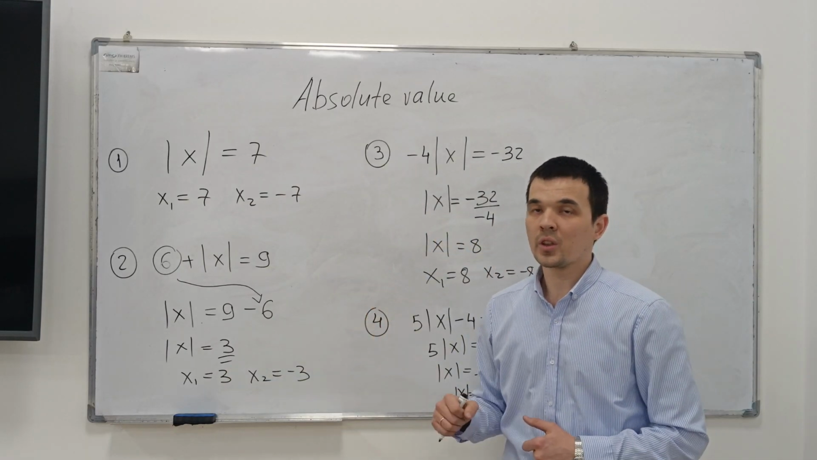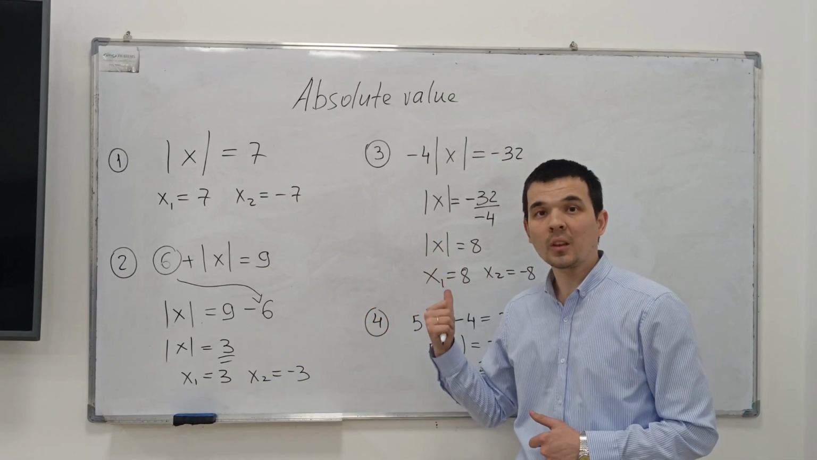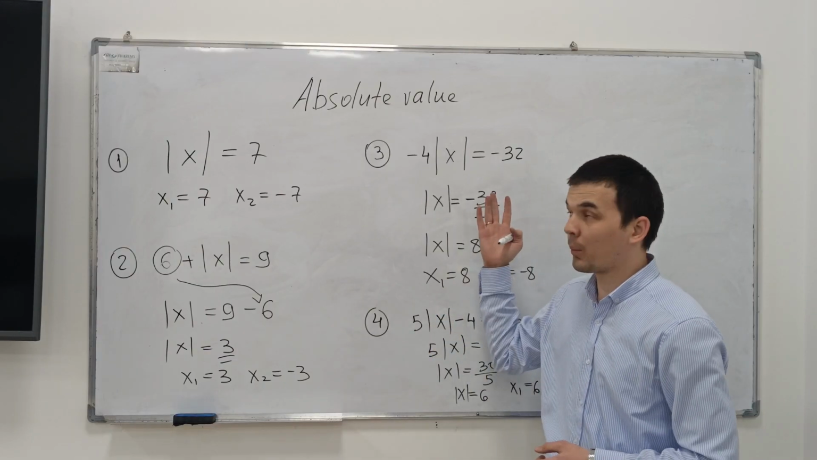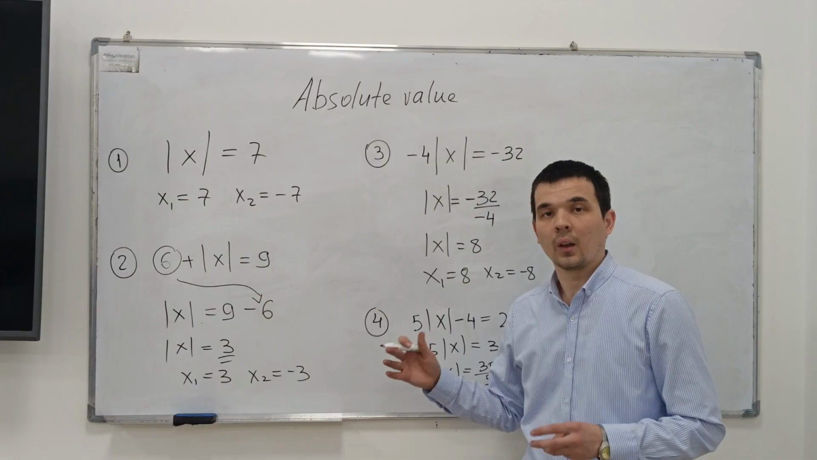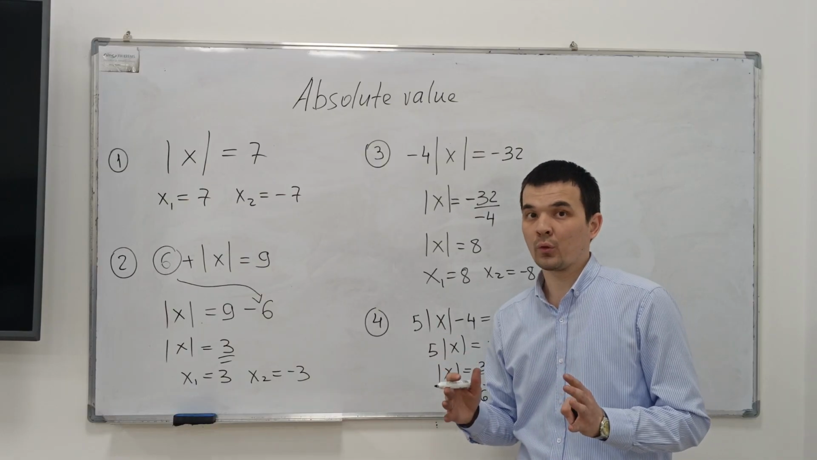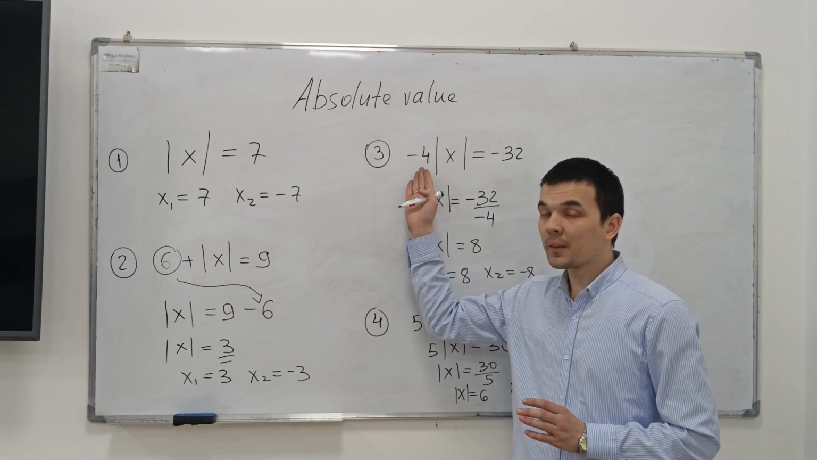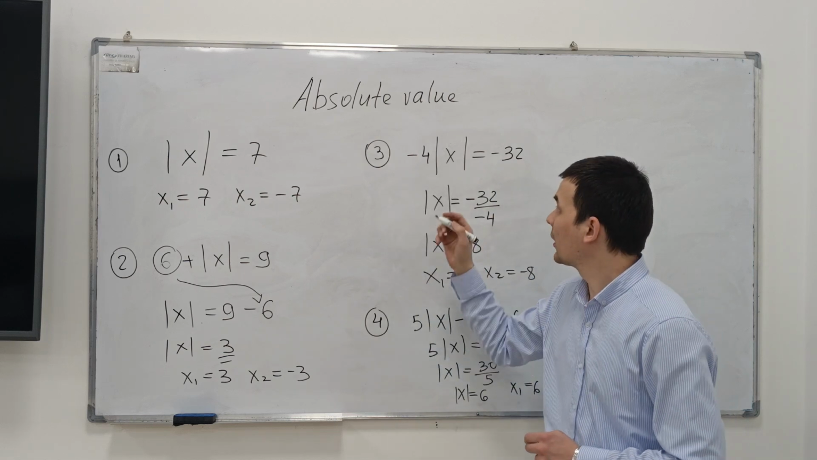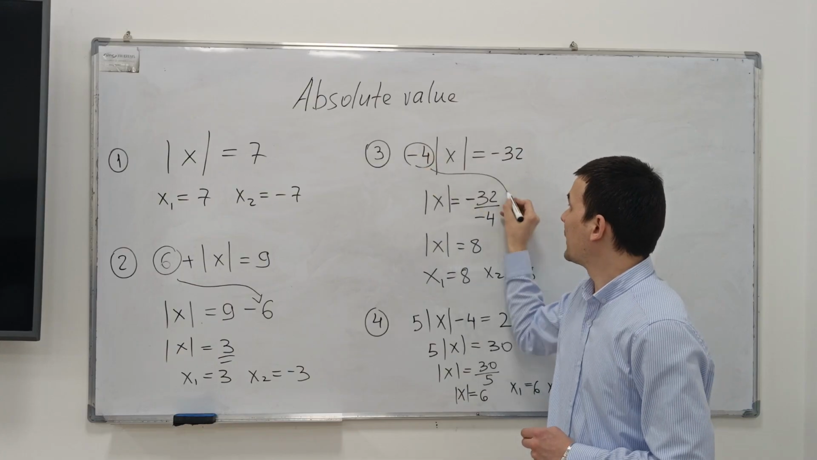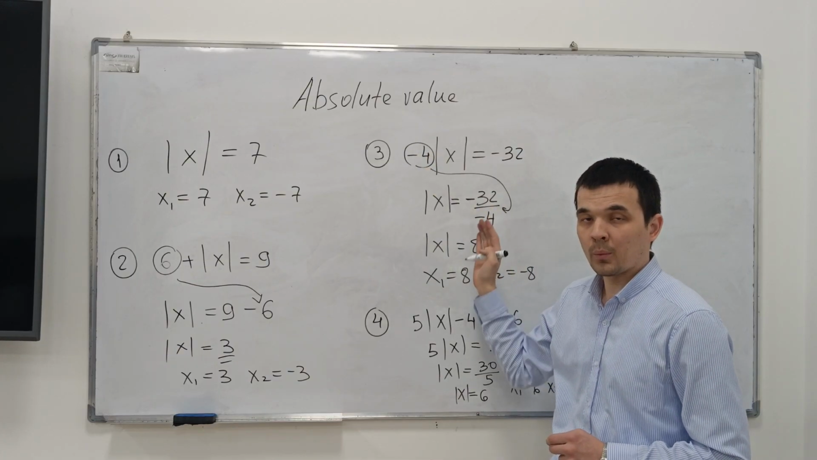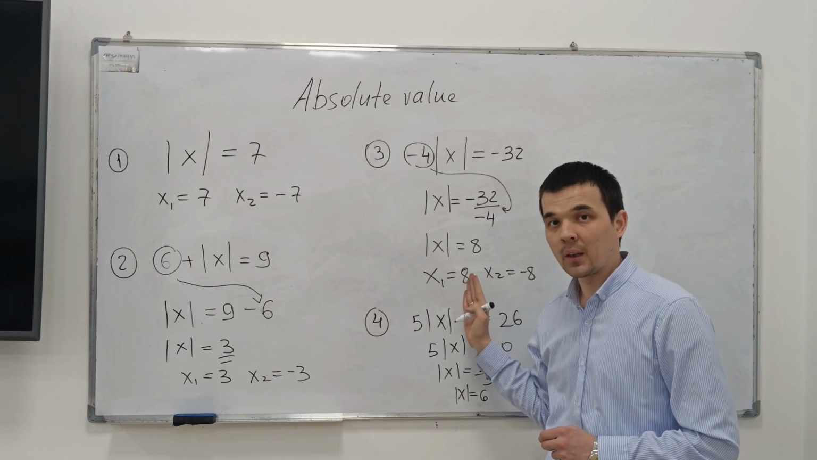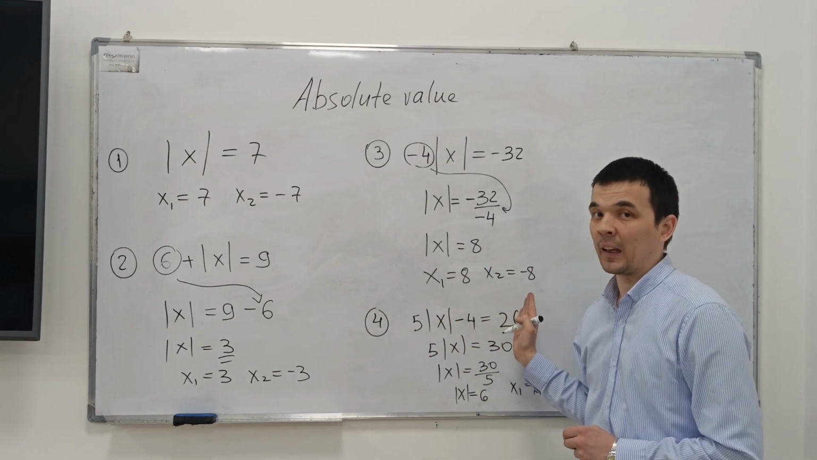If you look at the third question, we have minus 4 being multiplied by the unknown inside of absolute value, equal to minus 32. As I told you, nothing should be left apart from absolute value. So minus 4 should be sent to the right side. And if you remember from our previous classes, multiplication becomes division. Once we divide those numbers, it will leave us with the number 8, and our answer will be 8 and negative 8.